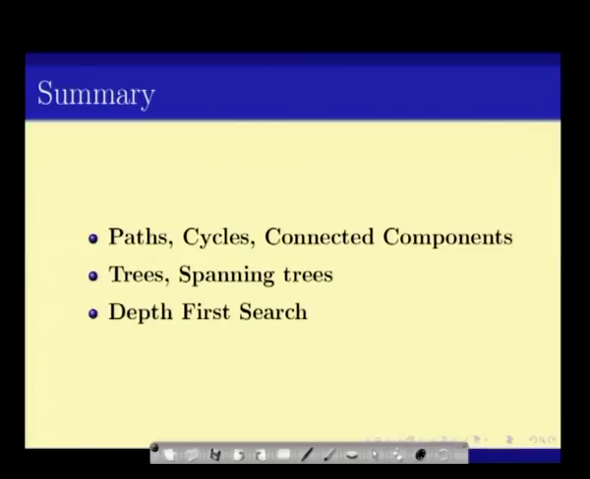So, this comes to the end of the lecture. We looked at some definitions of paths, cycles and connected components. We looked at trees and spanning trees, and we looked at the depth first search algorithm for finding a spanning tree. We will come back next lecture to look at more applications of depth first search algorithms.